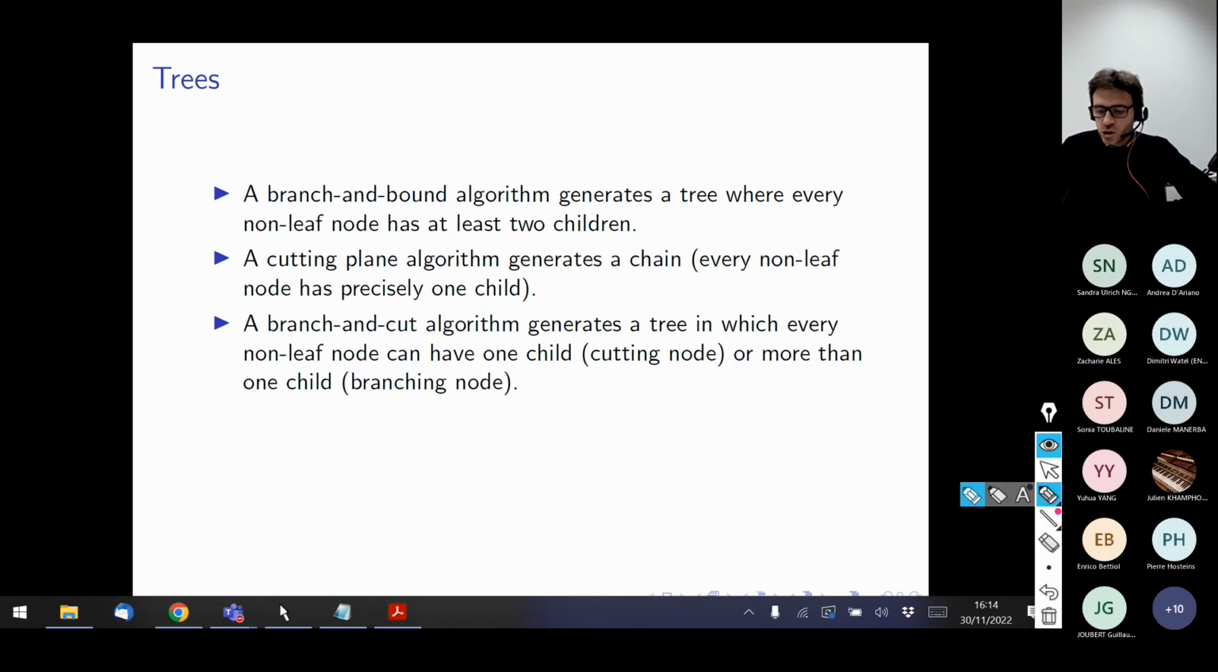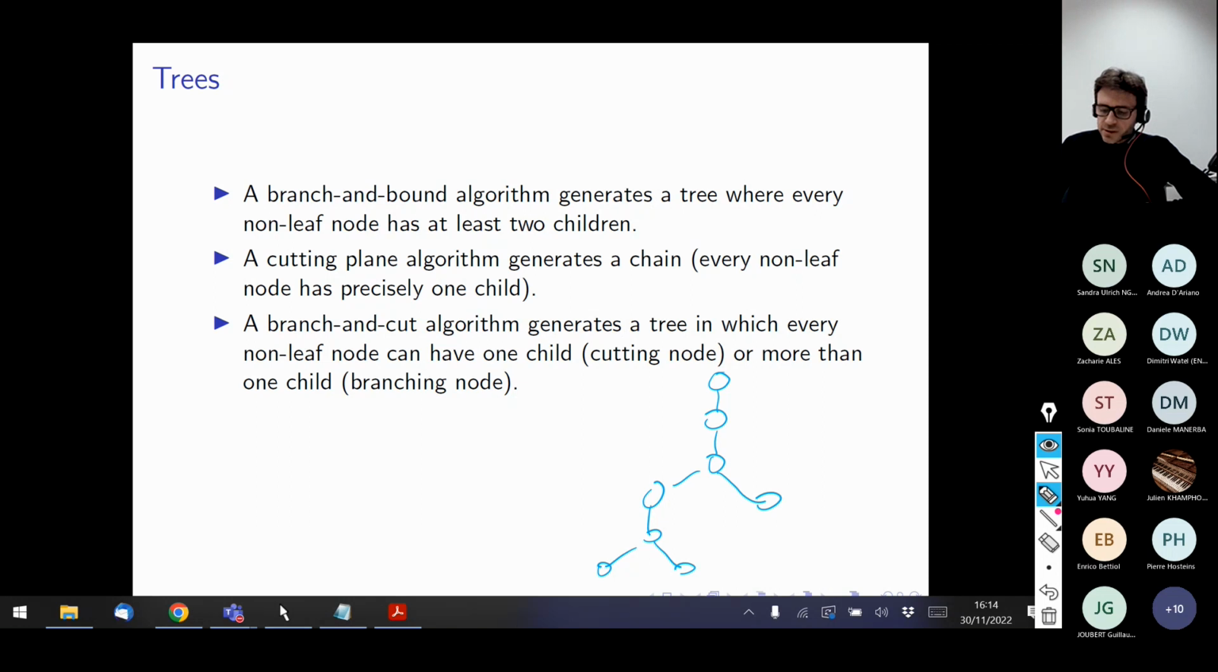These are the branching nodes, where you have done some branching, and other nodes that are just cutting nodes, where you add a cut. So for instance, you could start from the root and apply a couple of cuts, then you could do branching, then maybe you do another round of cuts and then again branching. You can create a tree like this, which represents the branch and cut algorithm.